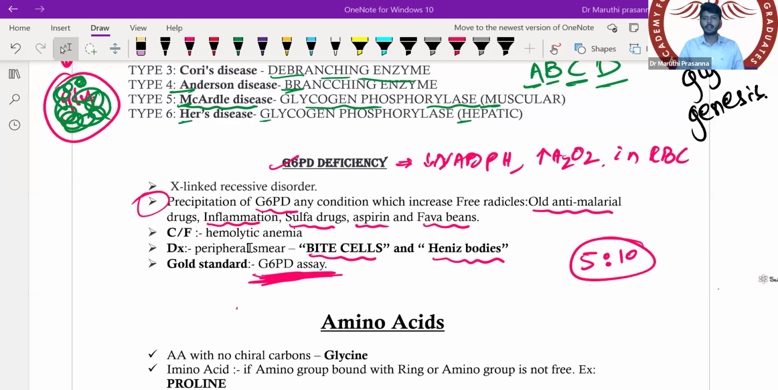All right. So whenever we are speaking of carbohydrates, especially glycogen storage disorders, we read the question very carefully, because I have set a trap right now, so it will confuse you people.